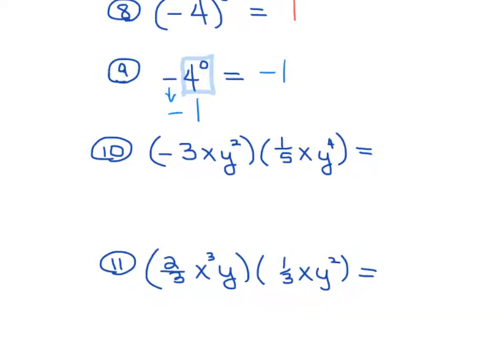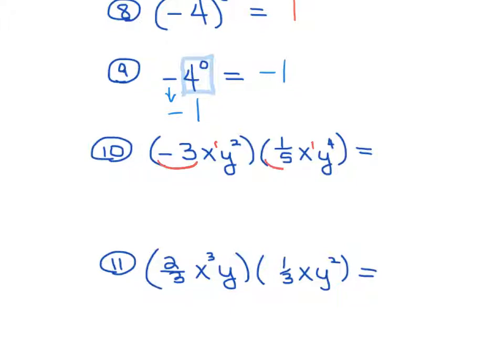Now, we don't have any 0 powers here, so now what we're going to be doing is multiplying two monomials here. So when we multiply monomials, we're going to multiply the coefficients, and then we're going to go through and look for the variables that are the same, and we're going to add those exponents. Now, notice on the x's, they don't have a power, so we're going to assume that they have a power of 1.